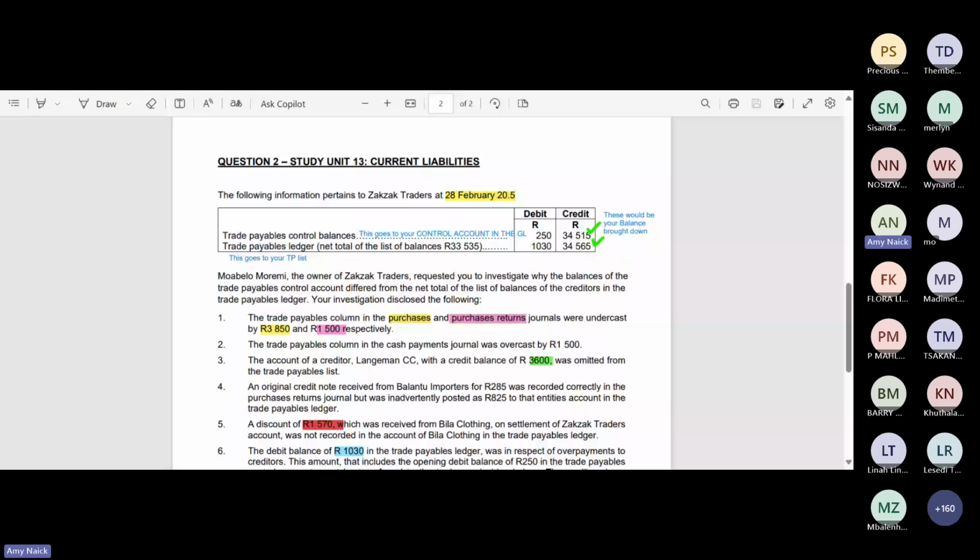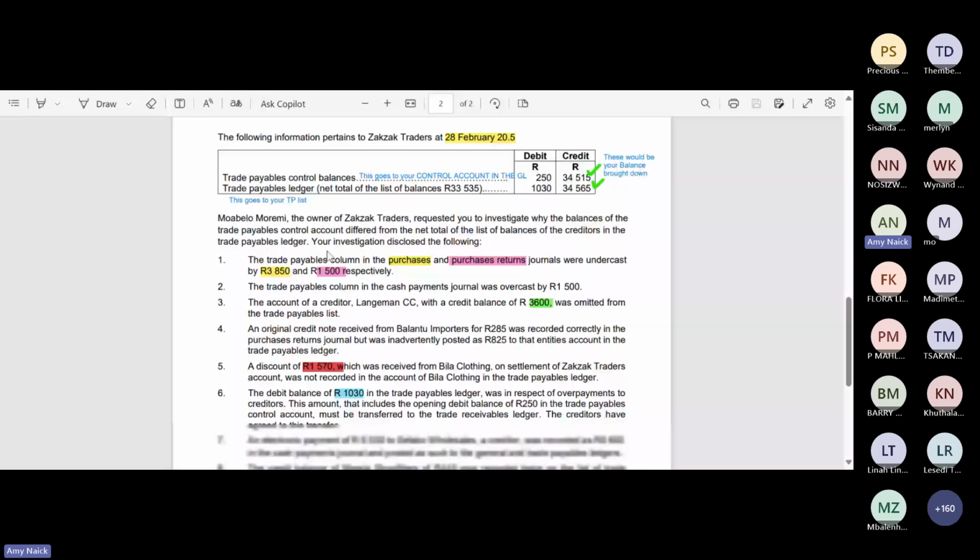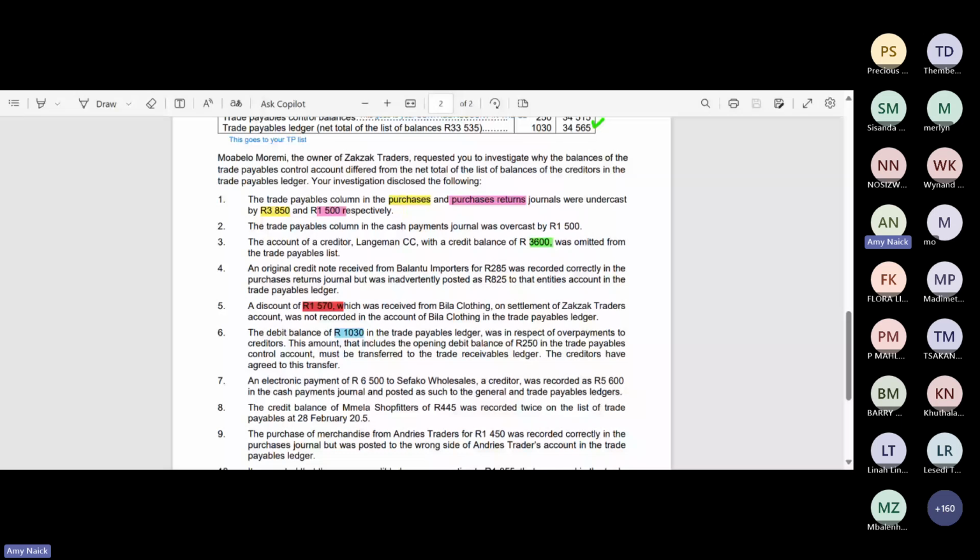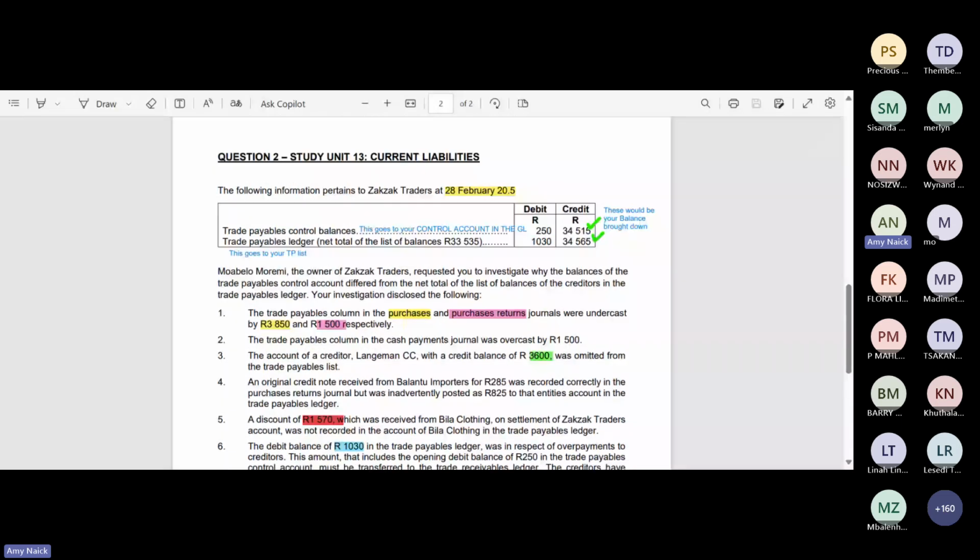Cool. So this trade payables ledger then goes hand in hand with the trade payables list, right? So I'm going to take you through each transaction, guys, and then we'll address how it impacts the payables control account and payables ledger. So we deal with it in that line. And again, I'll share the notes thereafter, so it's easier for you to make sense of it.